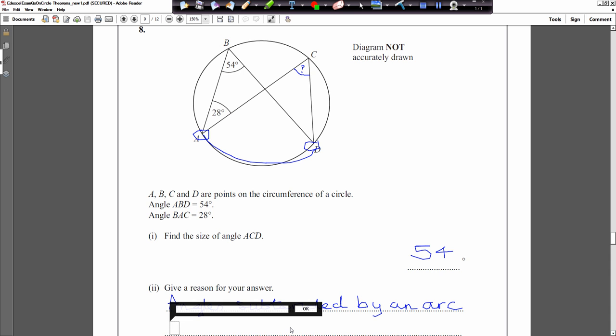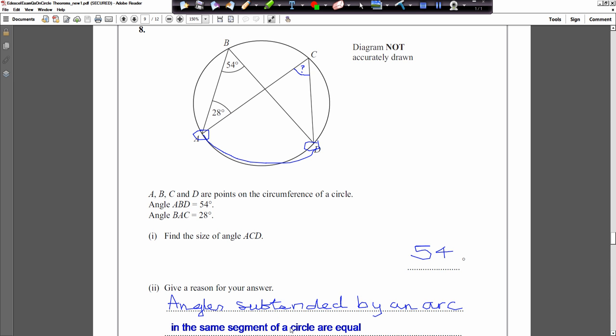Angle subtended by an arc in the same segment of a circle are equal. That's one of the nicest and easiest questions I can give you. You know straight away that's 54. Done. Okay, and that's the mathematical reason for it.